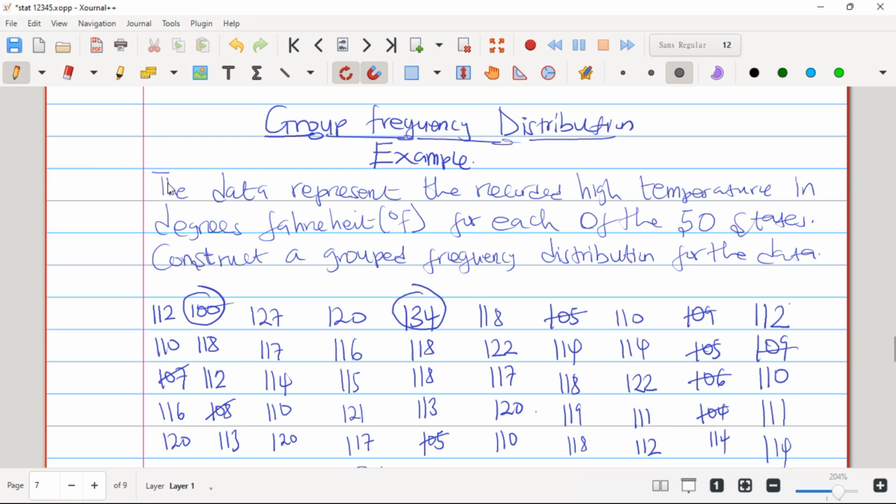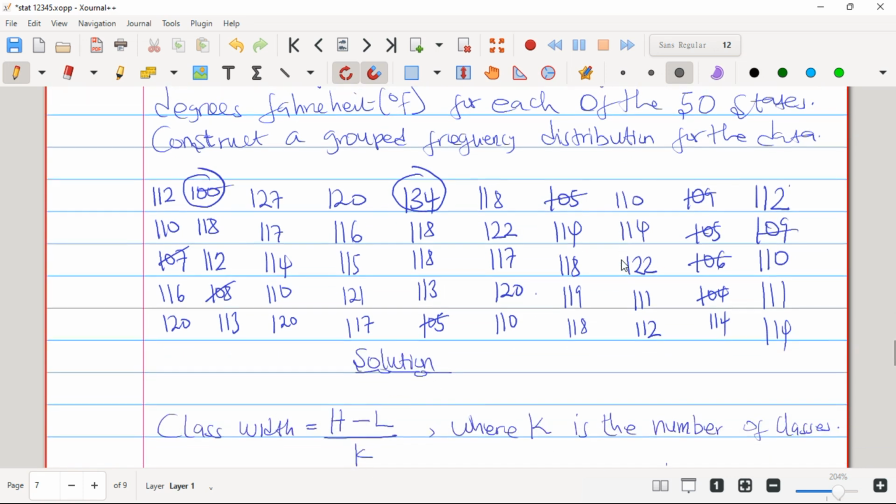So this is our first example. It says the data represent the recorded high temperature in degrees for each of the 50 states. Construct a group frequency distribution for the data. So this is the raw data being given to us. Please, the ones that are circled and cancelled out, we are going to use them. So don't just assume that they are not part. It is part of the raw data, so we are surely going to use it.